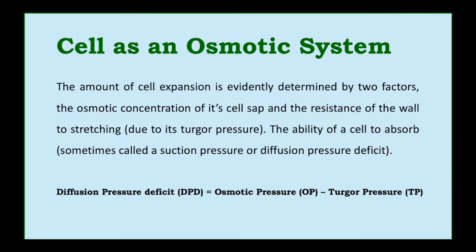The amount of cell expansion is evidently determined by two factors: the osmotic concentration of the cell sap and the resistance of the wall to stretching due to its turgor pressure. This ability of the cell to absorb water is called suction pressure or diffusion pressure deficit. Mathematically, it is represented as diffusion pressure deficit, or DPD, is equal to the osmotic pressure minus the turgor pressure.